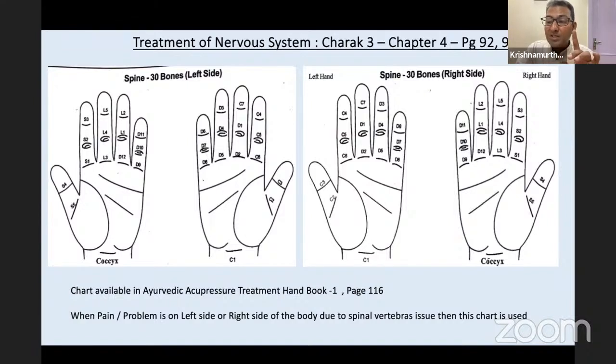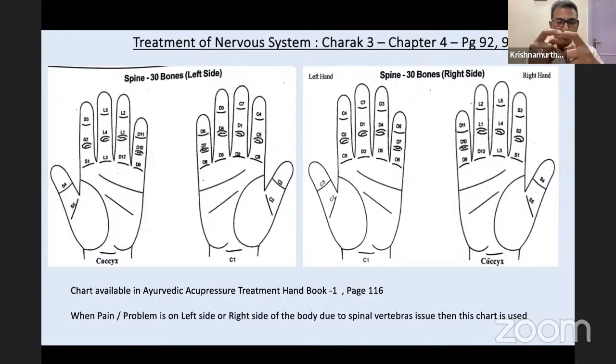How to prepare a methi strip is there in my channel. You can do a Google or YouTube search, how to prepare methi strip. It is there in my channel, and my channel name is Acupressure Acharya. How to put it is also mentioned there. You have to put it in a proper way where it comes on this joint.